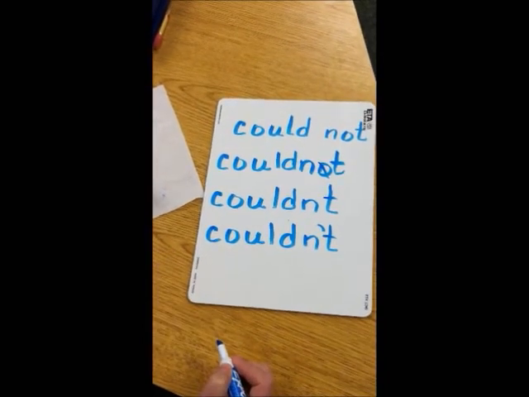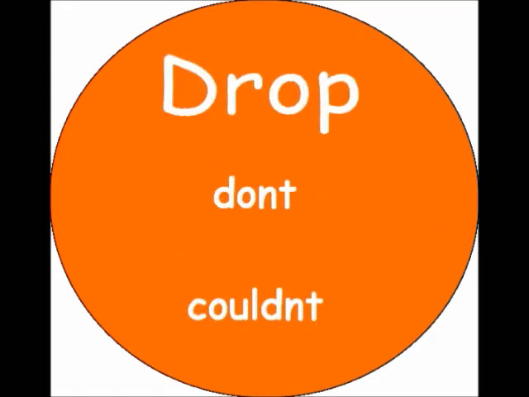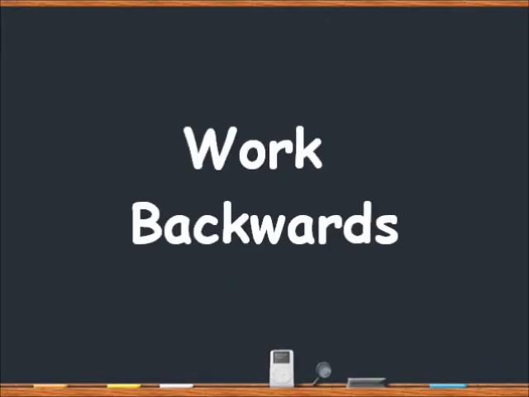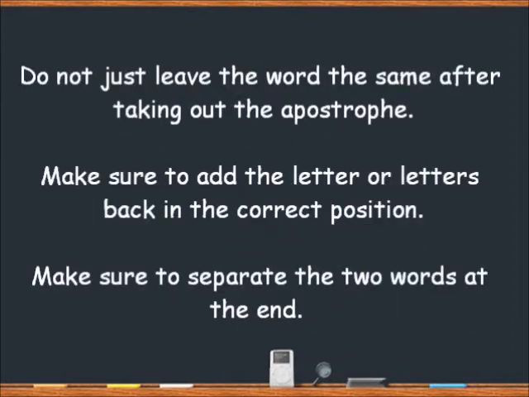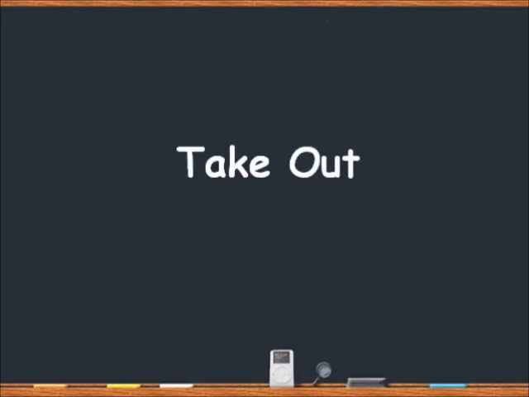When making contractions, we want to make sure that we follow these 3 rules: combine, drop, and add. Now that we have learned how to make contractions, we are going to work backwards, working back from contractions to words. You want to make sure that you do not leave the word the same after taking out an apostrophe, and make sure to separate them at the end.